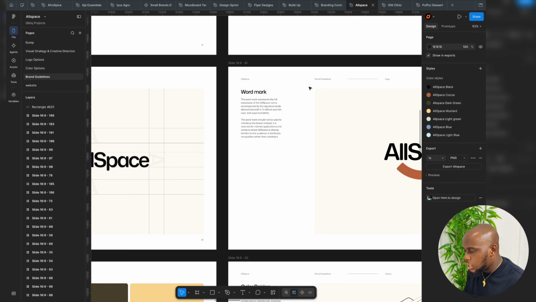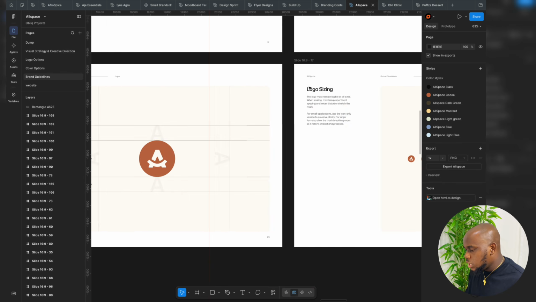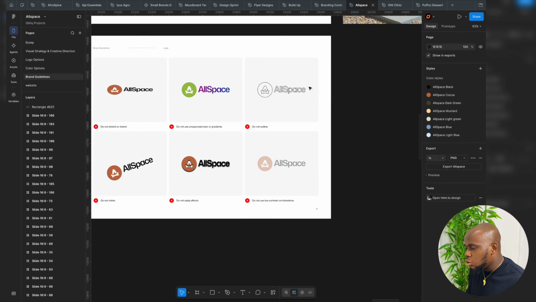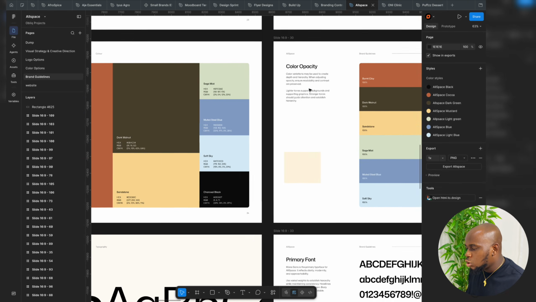So yeah, we came here in the brand guide and we now explain the logo rationale. You already know this: clear space. You guys know what clear space is: the space in between the logo and any other element beside it. That's basically it. And we gave some rules as to what not to do with the logo. After that, we now talk about the color scheme.